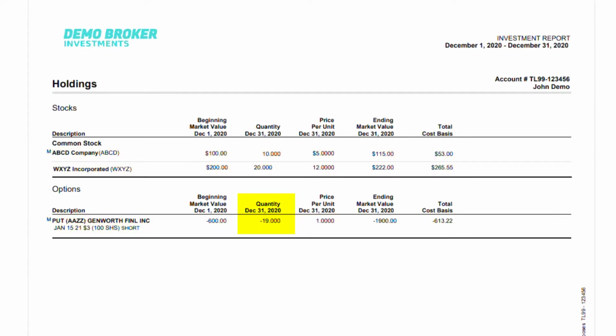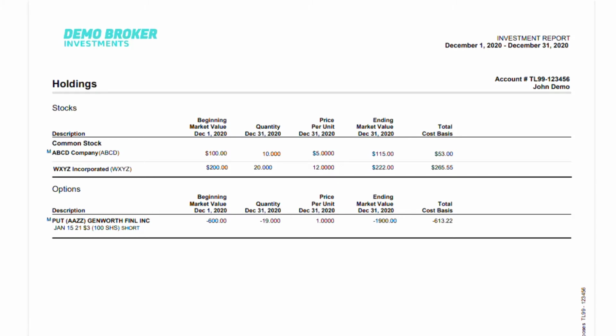Notice the negative quantity for the option. This indicates the position is short. Some brokers may indicate shorts in other ways. This broker also uses the label short. There is something else we need to check to determine baselines.